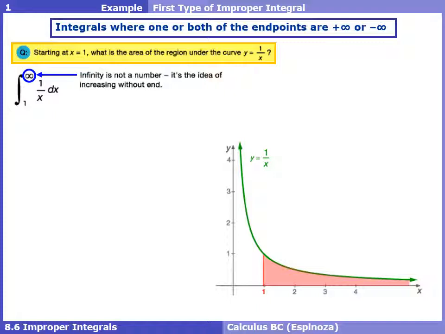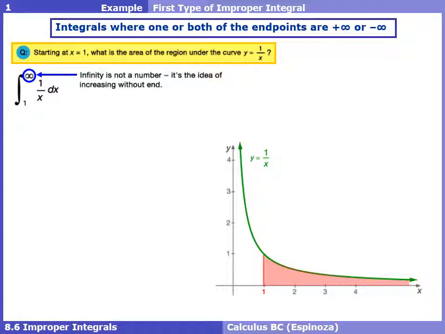If you ever have an integral where either one or both of the endpoints are either positive infinity or negative infinity, we're going to be looking at what is called an improper integral, which is going to require a different technique in terms of how we approach it.